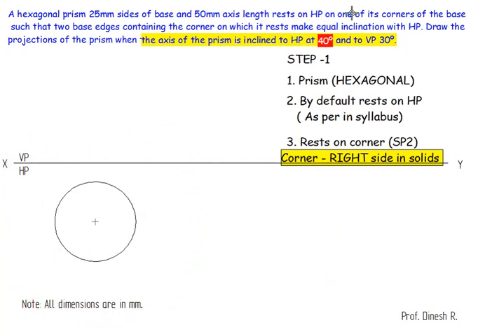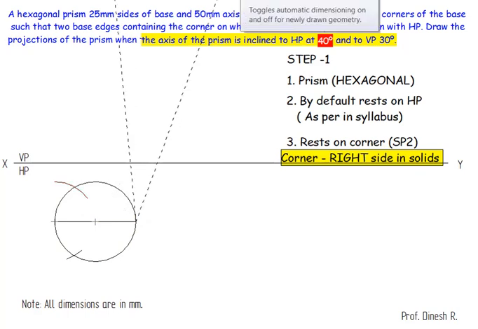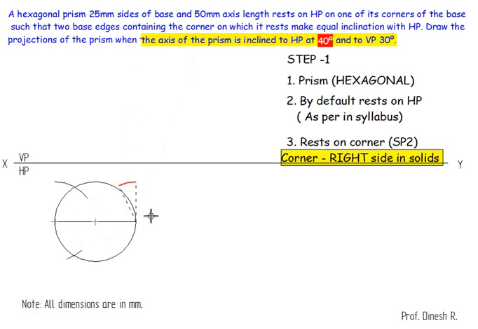Now we are going to rest it on a corner. First I am going to draw the diagonals. From here I'll take the compass with a radius equal to the side length, which is 25, and cut here. Again from here I'll cut a radius 25. Then I am going to draw the hexagon.